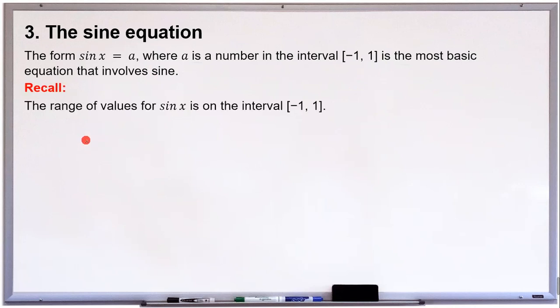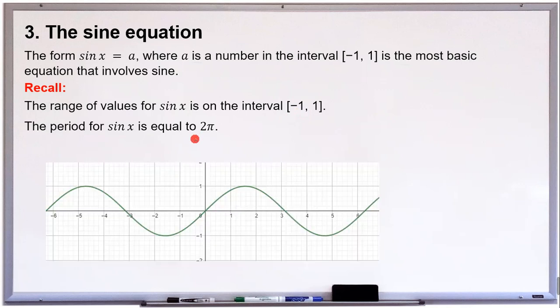Now recall that the range of values for sine x is only within this interval -1 to 1 inclusive, meaning -1 and 1 are part of the range of values for sine x. Then the period for sine, same with cosine, is equal to 2 pi. We can prove that by looking at the graph of sine x right here. This is the length of the period for sine. That means that the value initially will be repeated after 2 pi, right here.